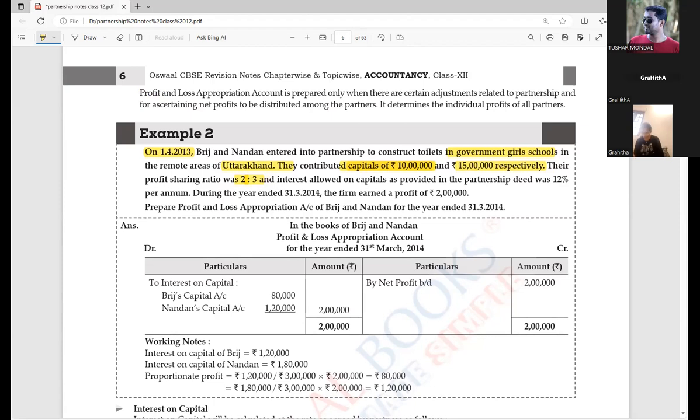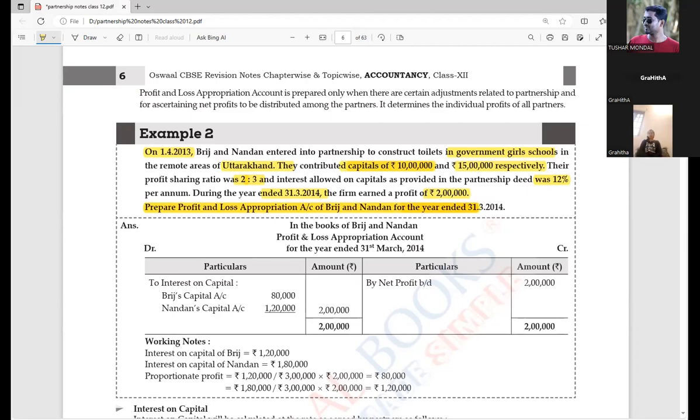And the interest allowed for the provider of the capital, as per the partnership, is 12%. Interest on capital is also allowed at 12% per annum. During the year ended 31st March 2024, the firm earned a profit of rupees 2 lakh.